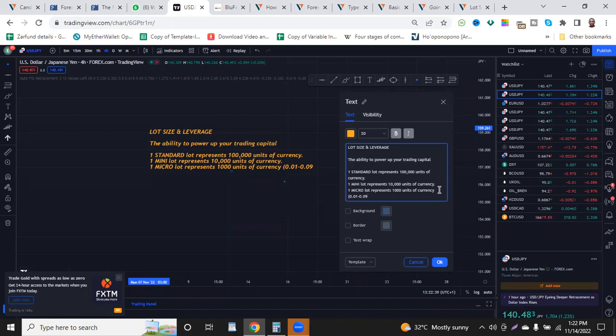That's the kind of lot size you want to use if you have a $100 account or a $50 account. The minimum to open an account on Vantage is $50. So if you have a $50 account, this is where you want to keep your lot size: 0.01, 0.02, because your capital is not much.